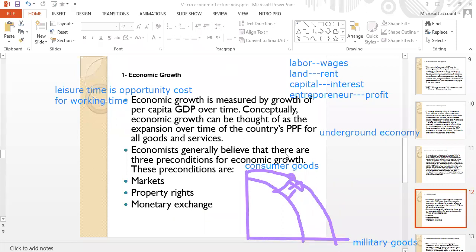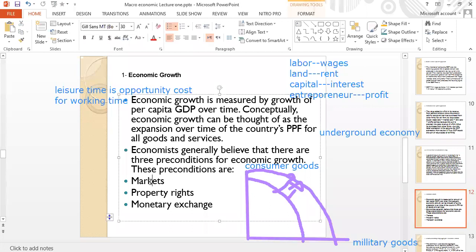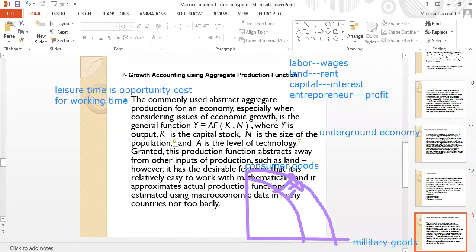Economists generally believe that there are three preconditions for economic growth: markets, property rights, and monetary exchange. We have three preconditions for economic growth: markets and property rights, and monetary exchange.